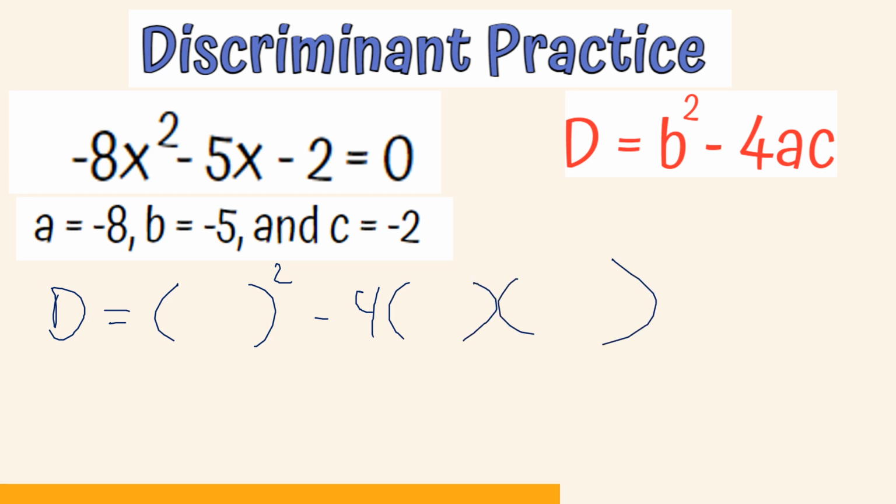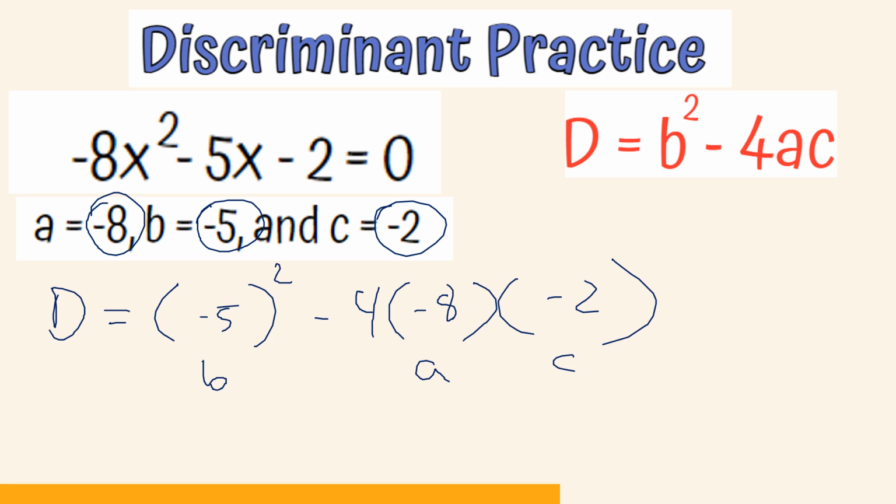So what goes in my first one is my b, which is negative 5. What goes in my second one is a, which is negative 8. So I'm writing negative 8 here. Last one is c, which would be negative 2. So pay attention to your signs. We've got a lot of negatives in this one.